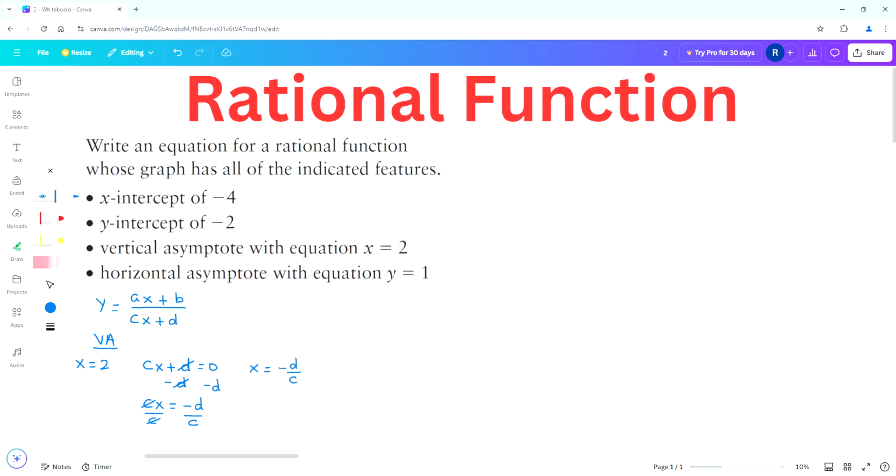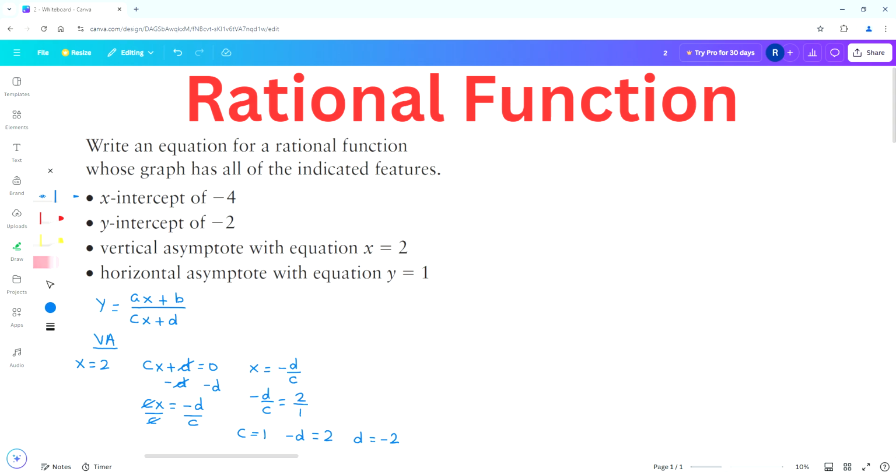As per the problem, the vertical asymptote is x equals 2. Therefore, negative d over c should be equal to 2. The denominator of 2 is 1. So as per this equation, the value of c can be 1 and negative d is equal to 2, or d is equal to negative 2. So we have found the values of c and d.